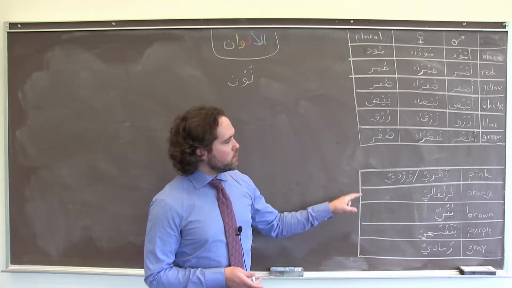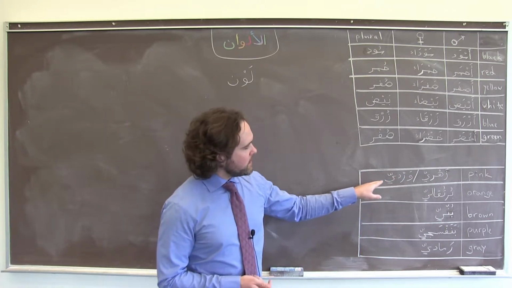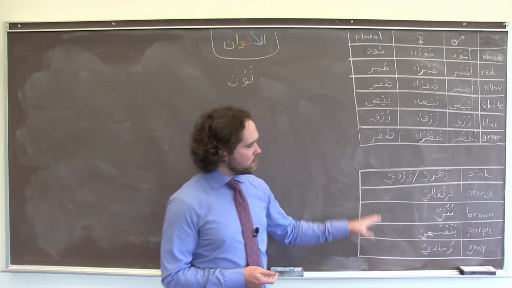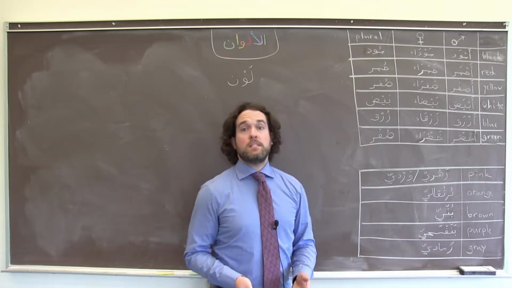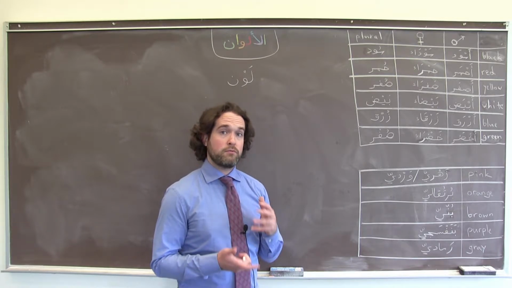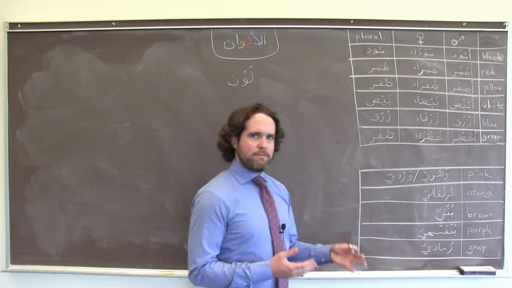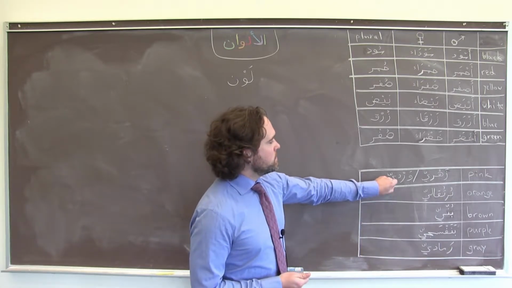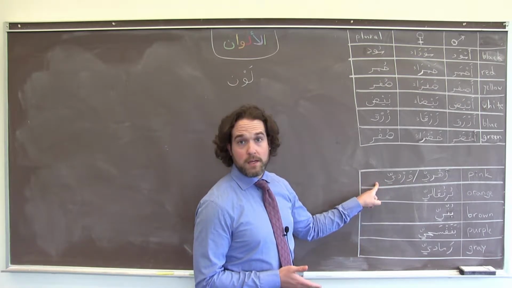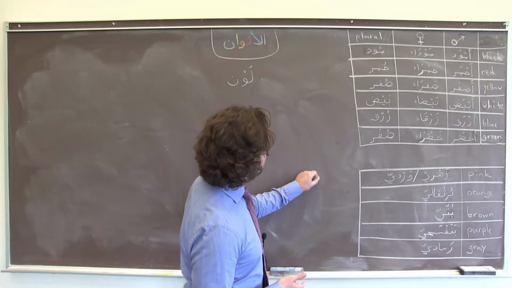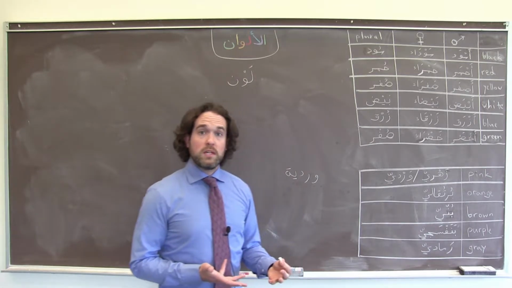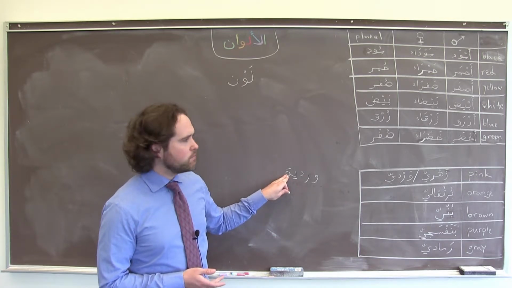In this lower chart, you'll notice that each color adjective has a ya with a shadda at its end. And that's because all of them are nisba adjectives. We have a separate video on nisba adjectives that you can go back and check out if you'd like a refresher. But basically, they function along the same pattern. We have that ya at the end. If we wanted to describe something grammatically feminine as pink, we could call it wardiya with a ta marbuta at the end to agree with the feminine noun.